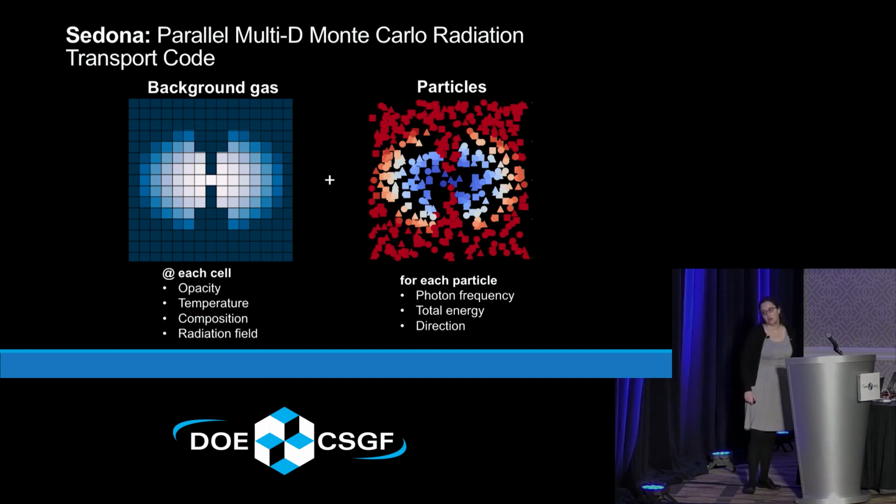We also have particles, which basically operate like superphotons. They're just packets of photons. Each particle is associated with a photon frequency, a total energy, and a direction that it's moving. So that's roughly how the code works. It is parallelized with both MPI and OpenMP. Each rank has a copy of the grid and some set of the particles. So all of the distributed memory is in the particles, and for the grid, everyone has their own copy.